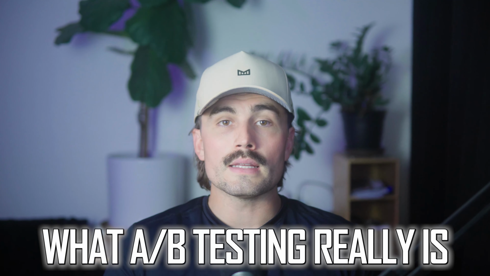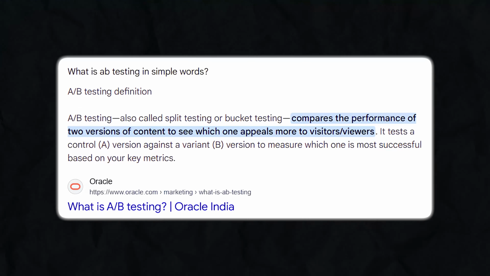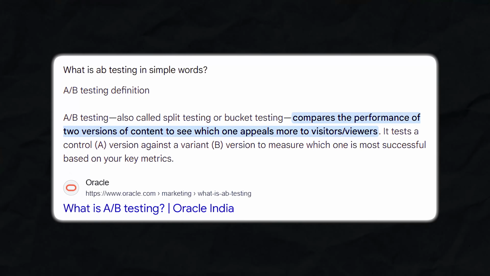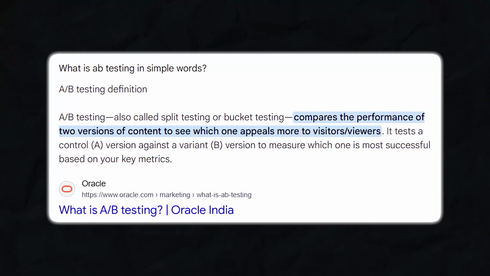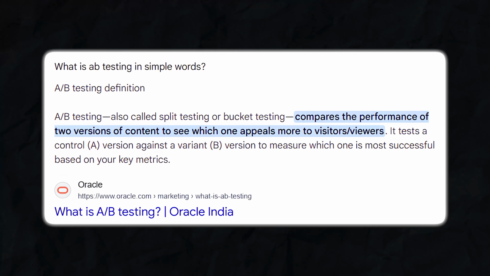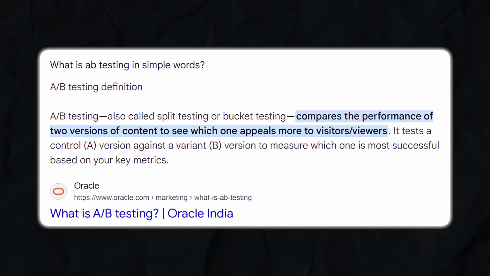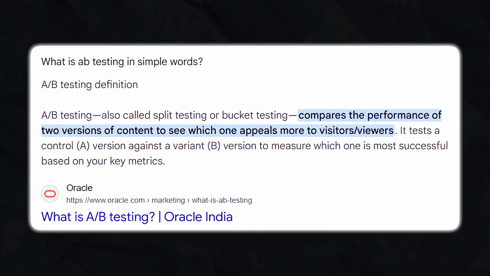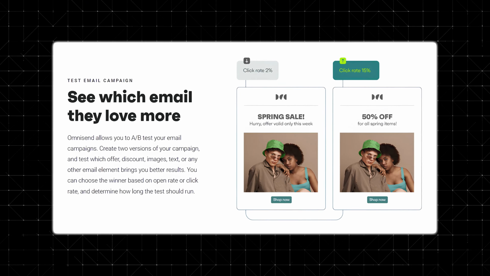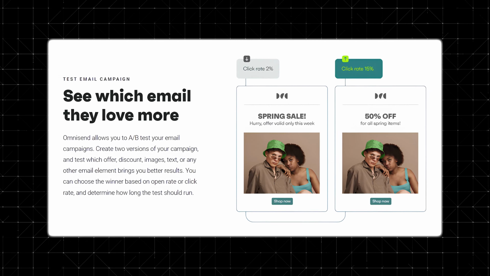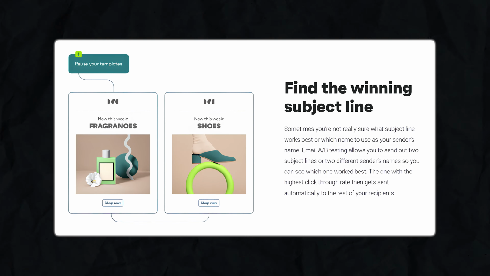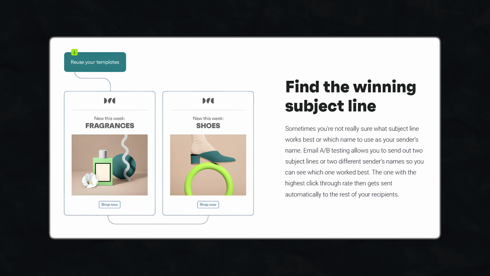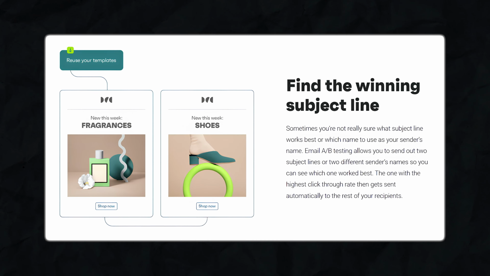What A/B testing really is, without the marketing jargon. All right, let's strip away the fancy term for a second. A/B testing basically means that you're sending two slightly different versions of the same email to a small portion of your audience to see which one gets a better response. The A version might have a short, snappy subject line. The B version might have a longer one with more detail. You send both versions to say 20% of your audience, half get A, half get B. Then after a set amount of time, Omnisend figures out which version got better results and automatically sends the winner to the rest of your list. That's it. No complicated analytics degree required.